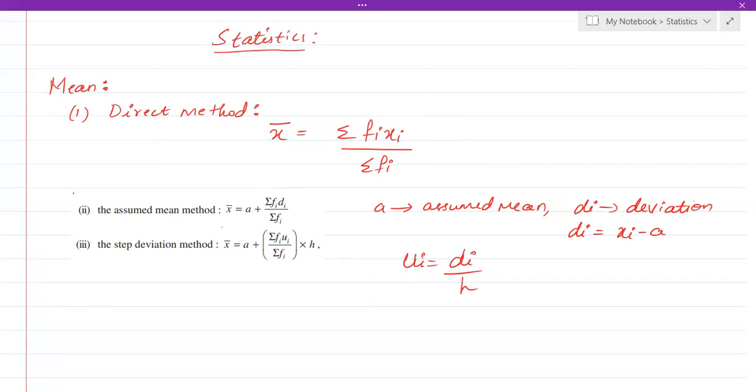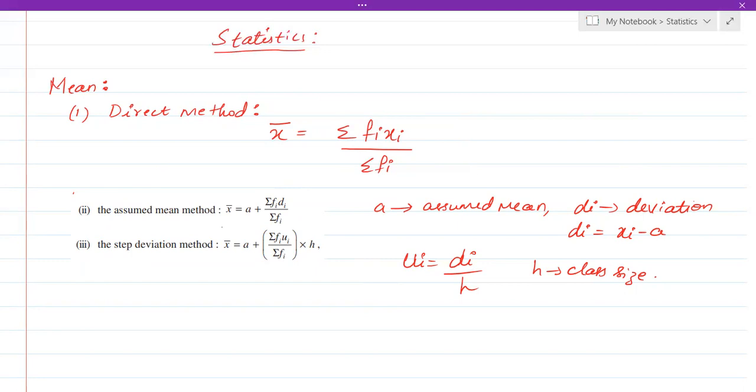Okay, in this matter, let's take it as h, where h is class size. So that is how we calculate ui, which is di by h, where h is class size. So there are three different methods.